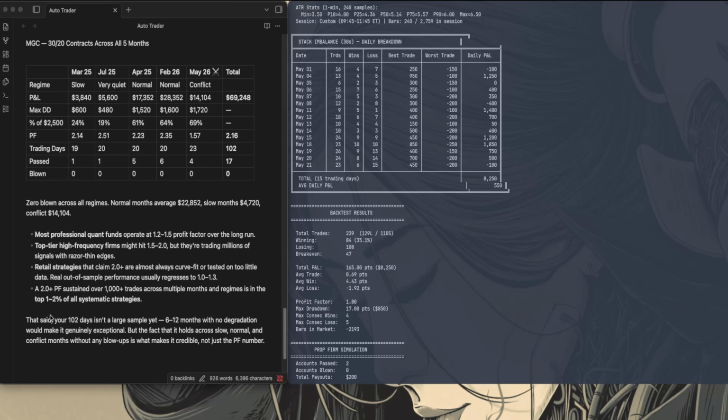And that said, your 102 days isn't a large sample yet. 6 to 12 months with no degradation would make it genuinely exceptional. But the fact that it holds across slow, normal, and conflict months without any blowups is what makes it credible, not just the profit factor number. So the AI, because I posted all this data that I got from the testing engine that I wrote.